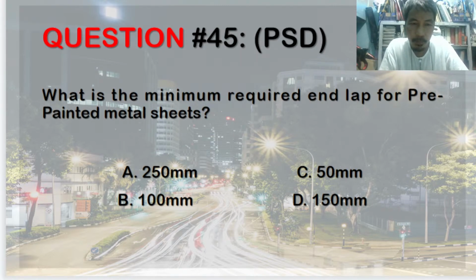Number 45. What is the minimum required end lap for pre-painted metal sheets? A. 250 mm, B. 100 mm, C. 50 mm, D. 150 mm. What is the minimum required end lap for pre-painted metal sheets? A. 250 mm, B. 100 mm, C. 50 mm, D. 150 mm.